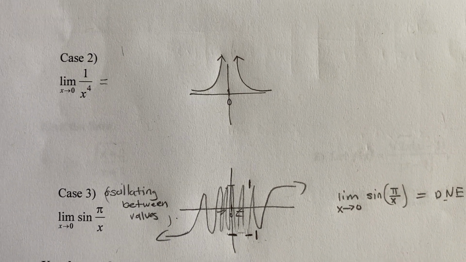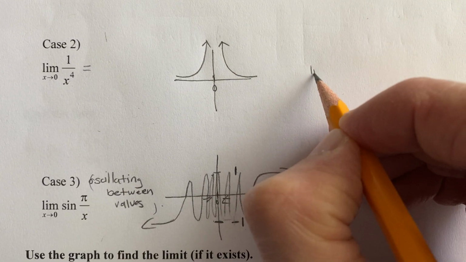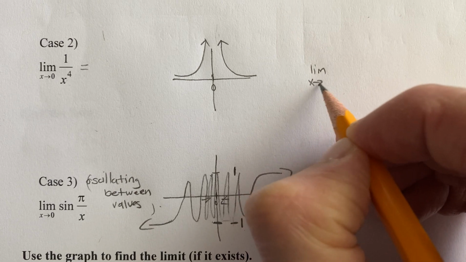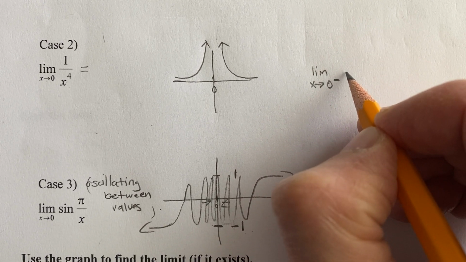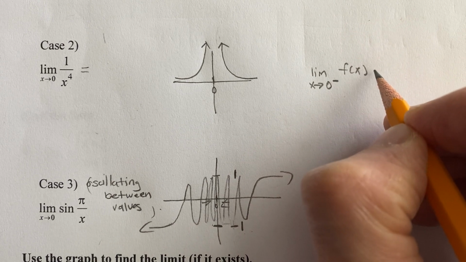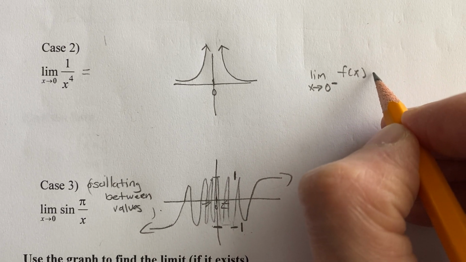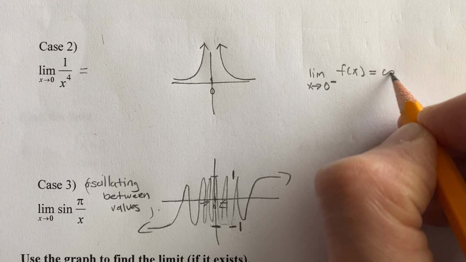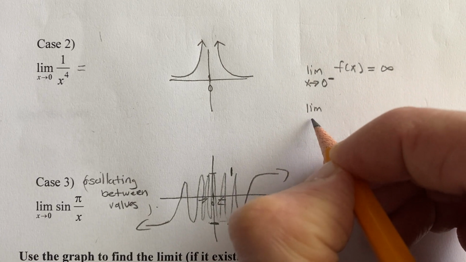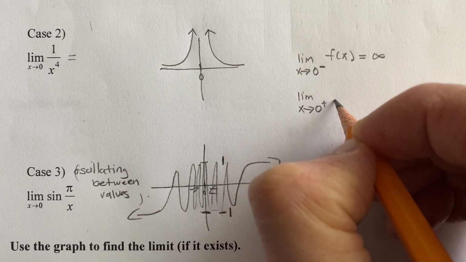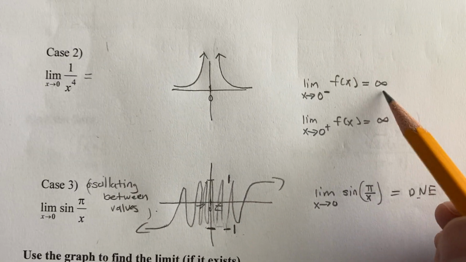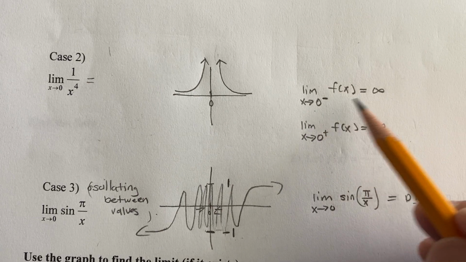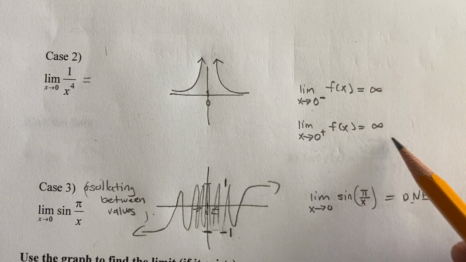And so actually, if we want to use our notation, the limit as x approaches 0 from the left of f of x, you could technically say it's infinity. And the limit as x approaches 0 from the right of f of x, that's also infinity. Now you're like, well, the limit as x approaches 0 from the left is infinity. The limit as x approaches 0 from the right is infinity.